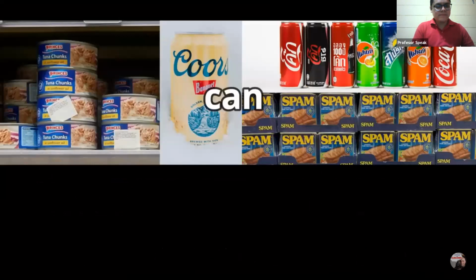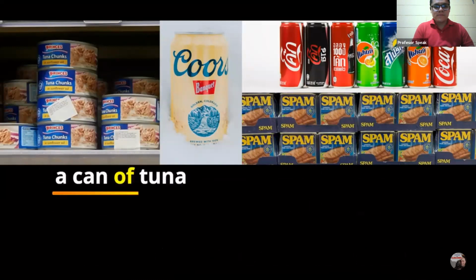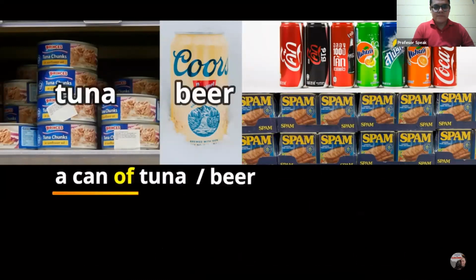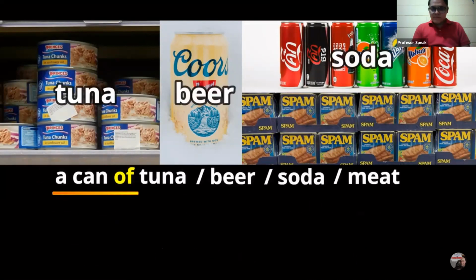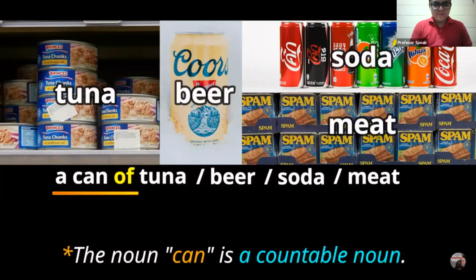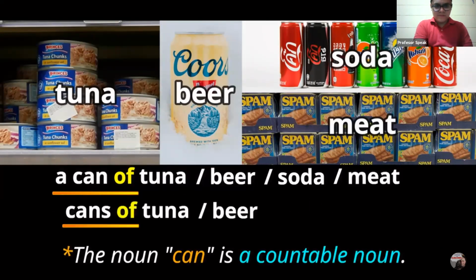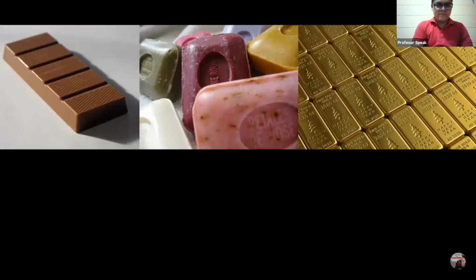A can is a very popular container, and we use it for such things as a can of tuna, a can of beer, a can of soda, a can of meat, any kind of meat, or fish. And if there's more than one can, we say cans of tuna, cans of beer, cans of soda, or cans of meat. Another very popular measure word is bar, and we use bars to count things like chocolate. We can say a bar of chocolate.